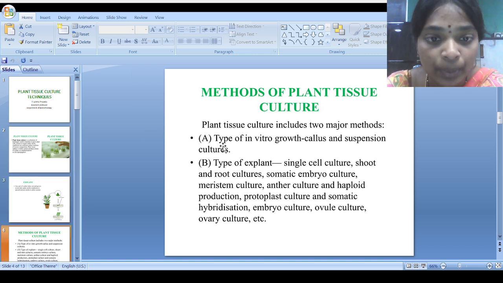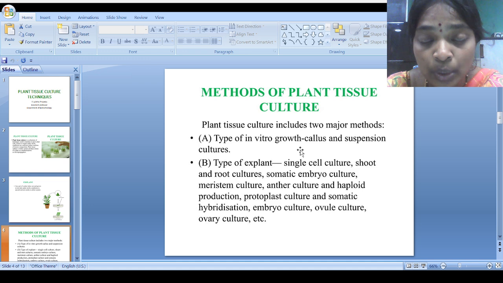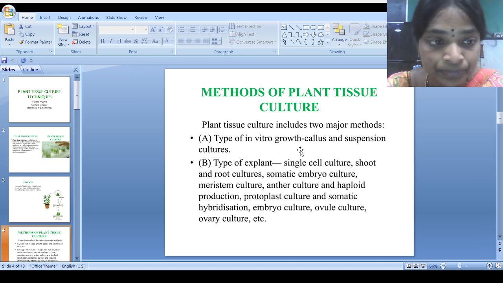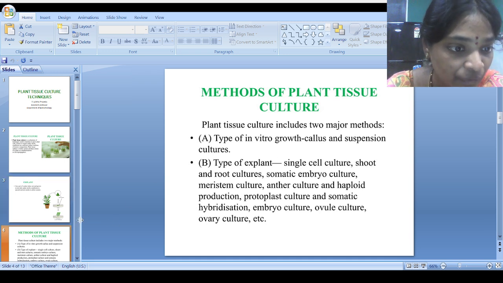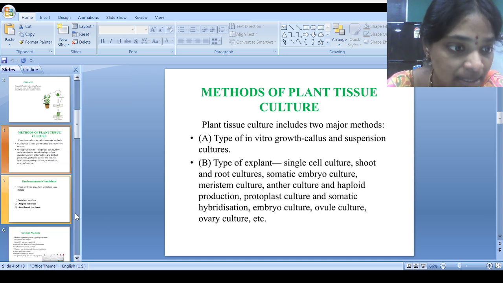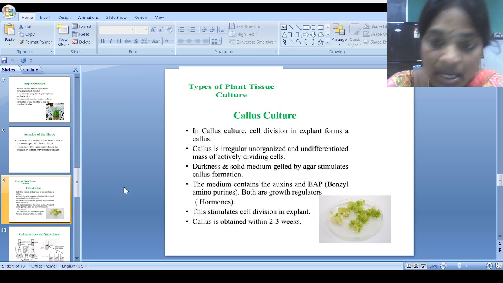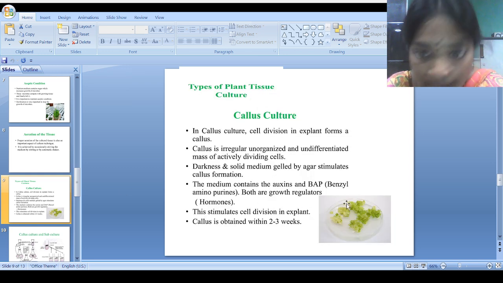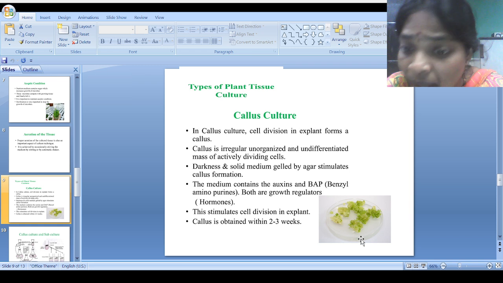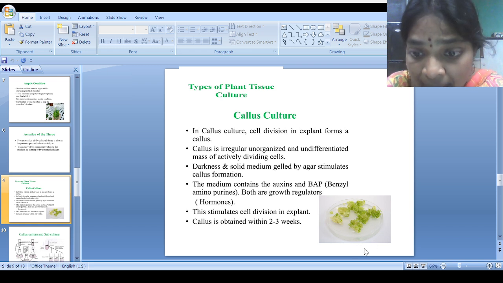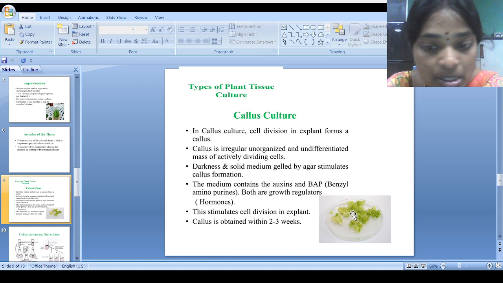That is type A, in the sense type 1 or type A or B: the in vitro growth of callus or suspension cultures. Callus is one particular term. It is also known as an undifferentiated mass of cells. If you want to see the image of callus, I will show you how this callus will be. This is a completely undifferentiated mass of cells. This is the image of the callus, where you can't differentiate into root, shoot, stem or any organs.